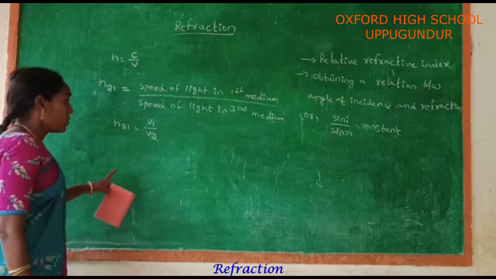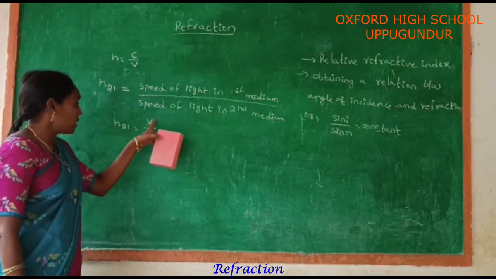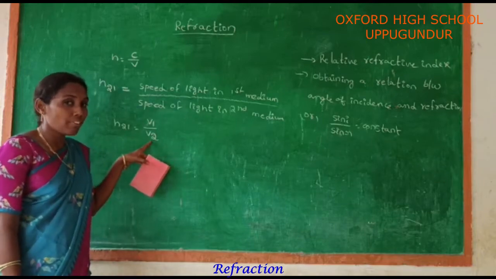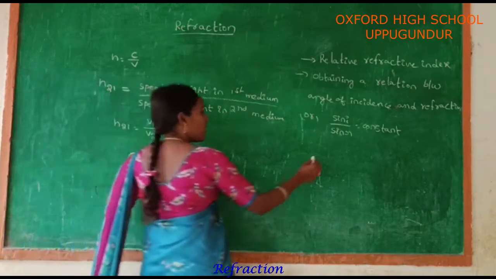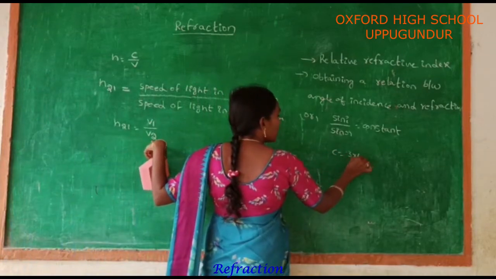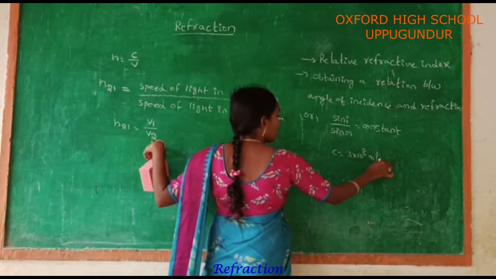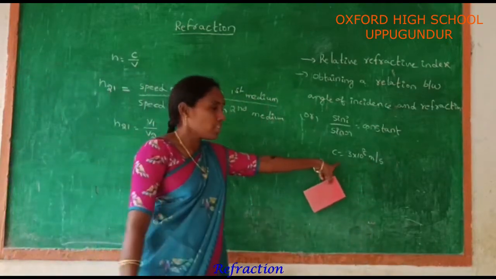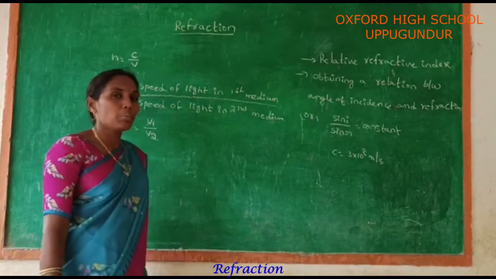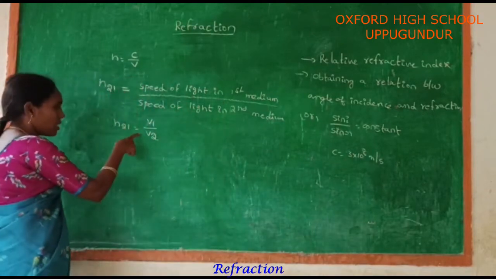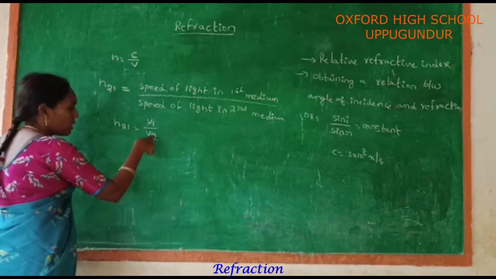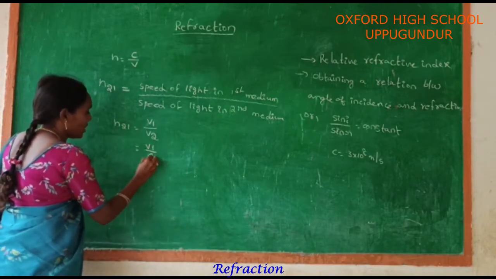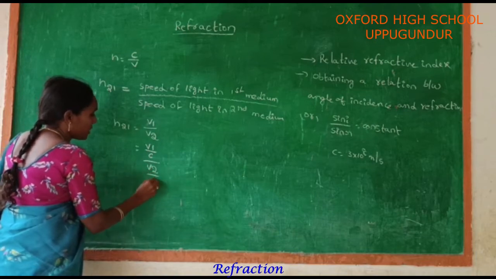Now, next, divide the numerator and denominator with c. C means speed of light in vacuum. Speed of light in vacuum is equal to 3 into 10 to the power of 8 meter per second. This is very important. Both the numerator and denominator are divided with c. That means v1 by c divided by v2 by c.